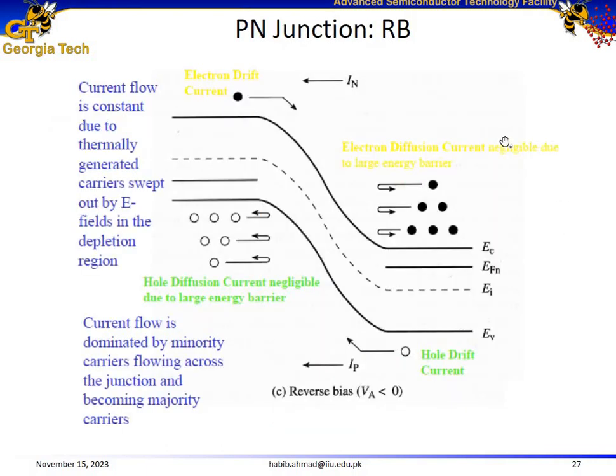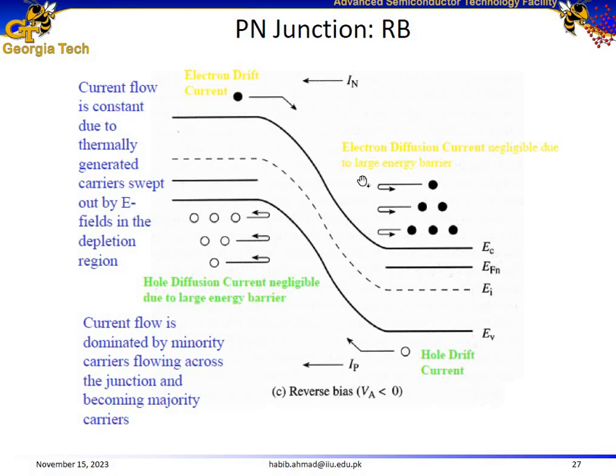Now what happens under reverse bias? In reverse bias, we apply positive potential to the n-type layer and negative potential to the p-type layer. When we apply positive potential to the n-type layer, we drag down all the energy levels on the n side, resulting in an increase of this barrier for both the holes and the electrons. So essentially the current due to diffusion is zero.